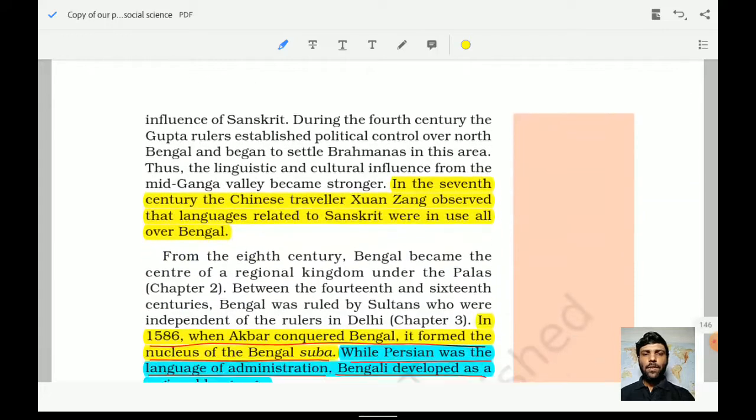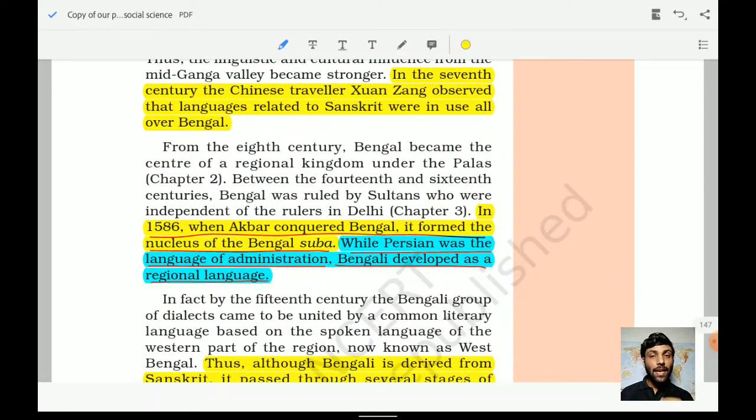In the 7th century, the Chinese traveler Yuan Chwang observed that languages related to Sanskrit were used all over Bengal. So now see how this culture was changing; earlier it was not being used. However, when Yuan Chwang visited this part of India, he stated that in all the region Sanskrit was the predominant language.